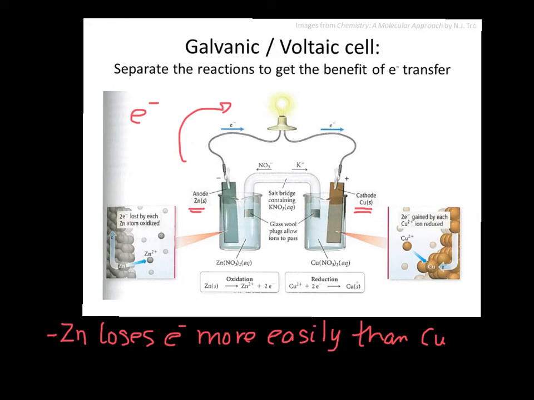The last part of this cell to notice is this salt bridge here in the middle, and the salt bridge contains this potassium nitrate, and that allows for the transfer of ions in order to maintain charge neutrality in these solutions, because if the charge built up, then the electrons would actually stop flowing. So let's take a closer look at the different kinds of electrodes.